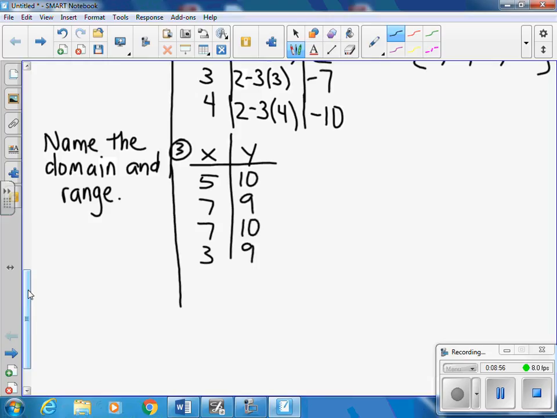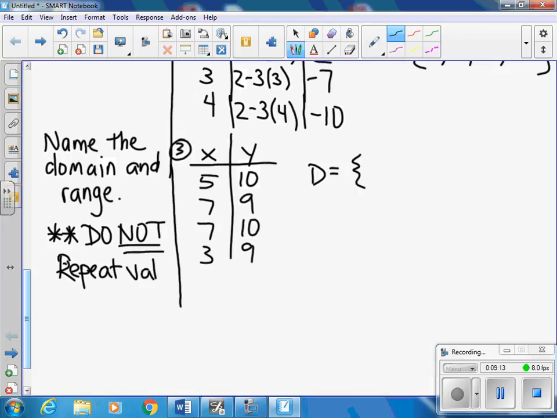All right, so when you're doing a chart like this and you're trying to write domain and range, one thing you want to make sure that you do, and I'll put this over here on the left so you can see it, double star it: do not repeat values. In domain and range, we do not repeat numbers. You only write one of the numbers that are there.